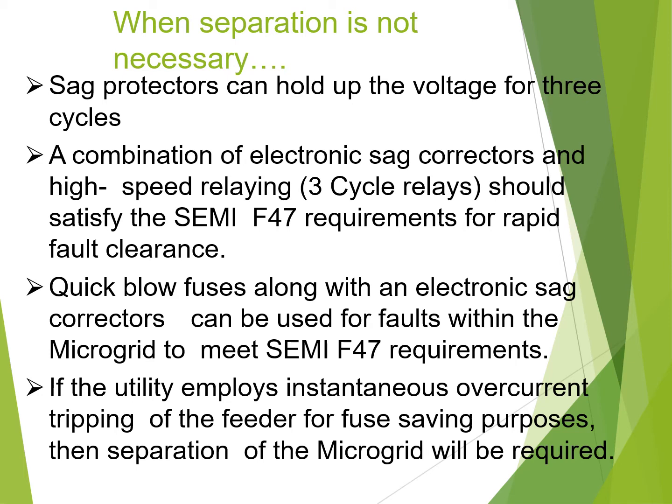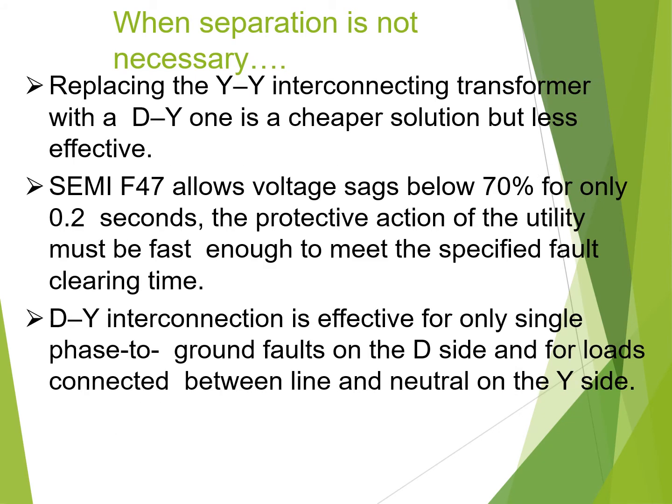That's the main thing. So if we replace the star transformer with delta-star, it is a cheaper solution, but it is less effective, and we can make use of SEMI F47, which allows sags below 70%. And the only thing, as I said before, is that we need to keep all the protective devices fast enough to meet the specified fault clearing time. And this delta-star connection is effective only for single phase to ground faults on the delta side and for load sensitivity line and neutral on the star side.